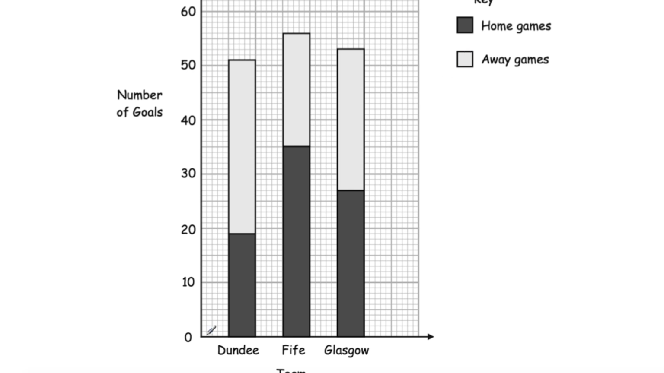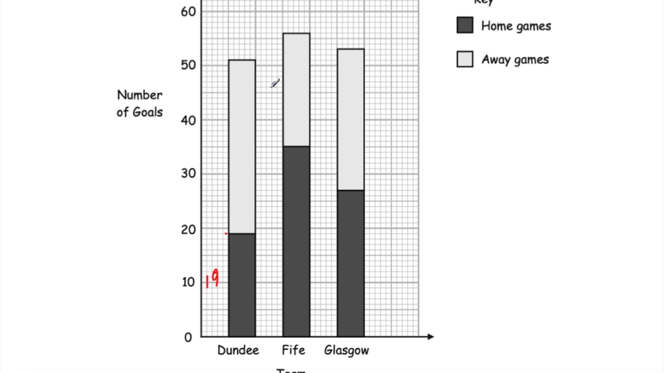So if we have a look at the bar for Dundee, the shaded in section of the bar, this part here, that's how many goals they scored at home. Because each one of these little lines is worth 1, that's going to be 10, 15, 16, 17, 18, 19. They scored 19 goals at home, and the rest of the goals they scored away from home. And if we wanted to work out how many that is, so that's 19 at home for Dundee, so up to there is 19.